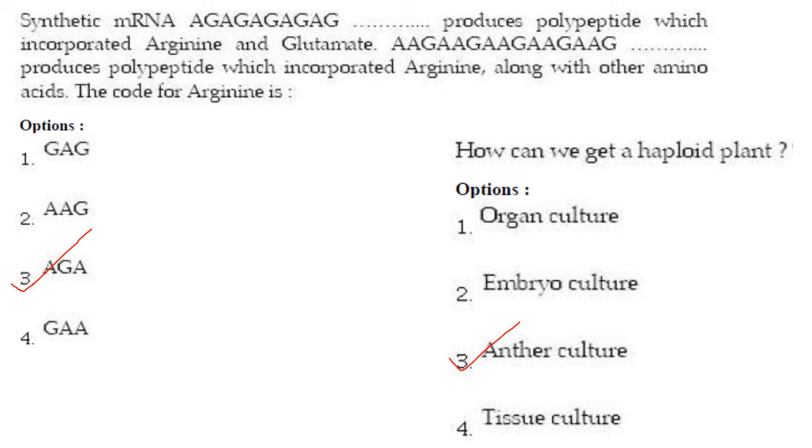AGA. Next one. How can we get haploid plants? Option 1, organ culture, 2, embryo culture, 3, anther culture, 4, tissue culture. Answer is option 3.